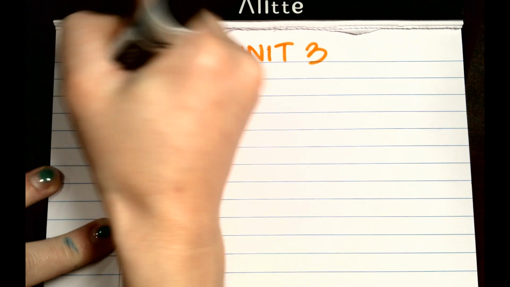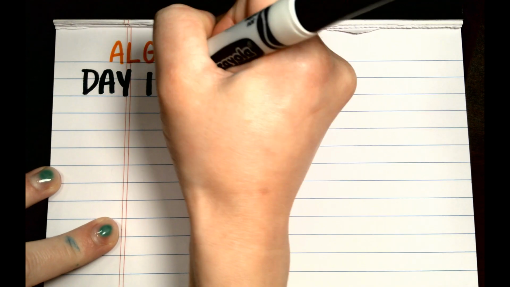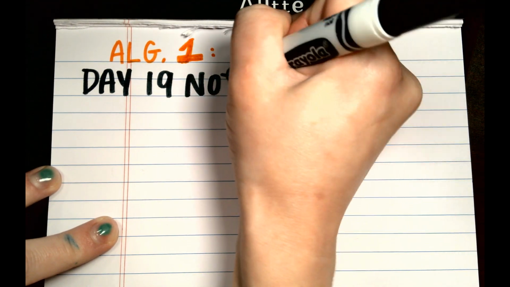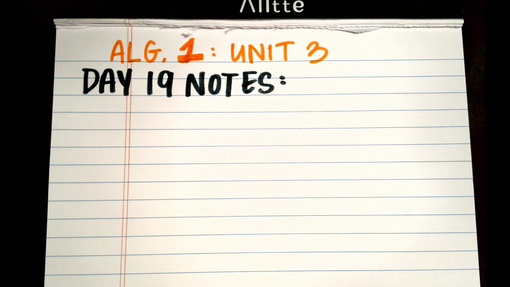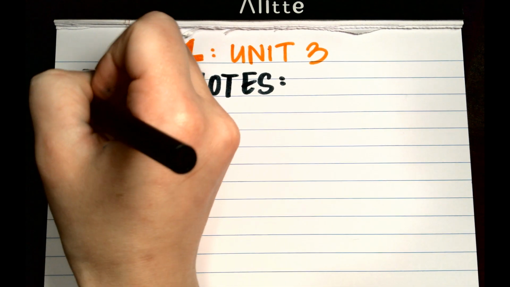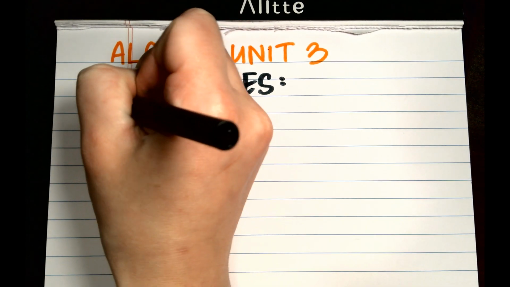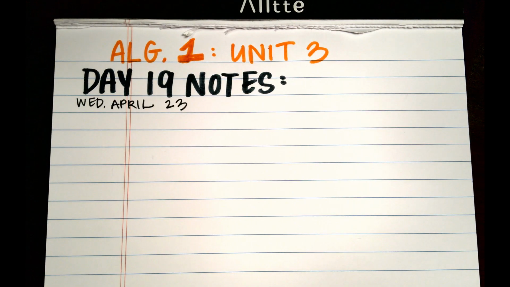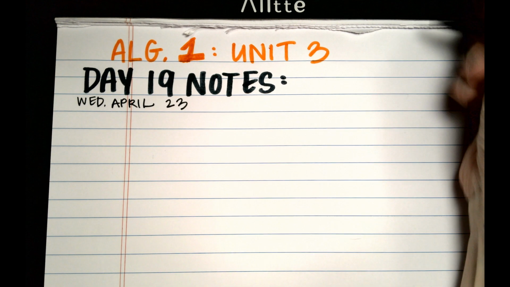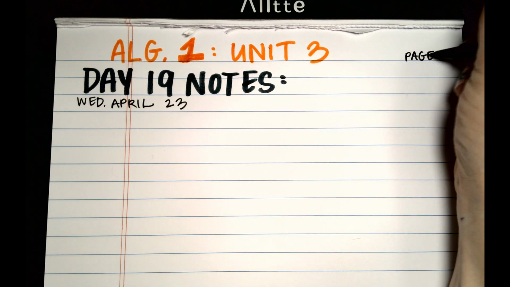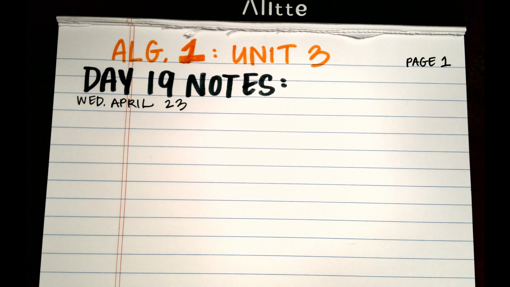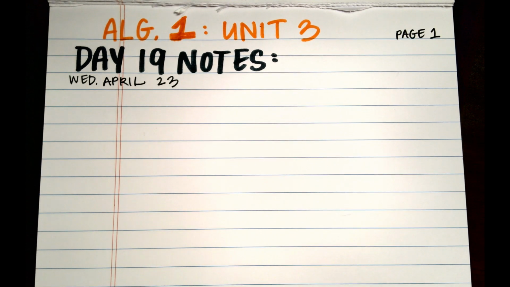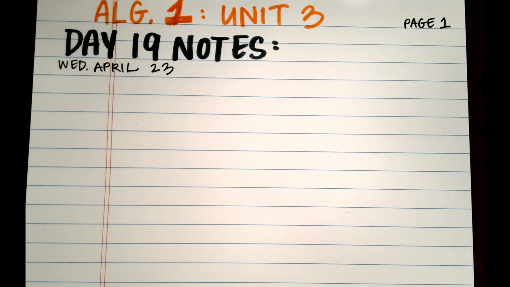So I'm going to go ahead and name all my pages. This is our day 19 notes, and it is Wednesday, April 23rd. This will be page 1. We're just going to run through a few of the basic concepts that we need to understand and get them in our notes so that we can look back at them.